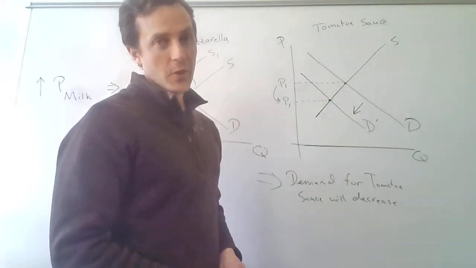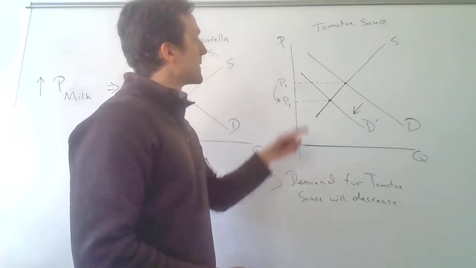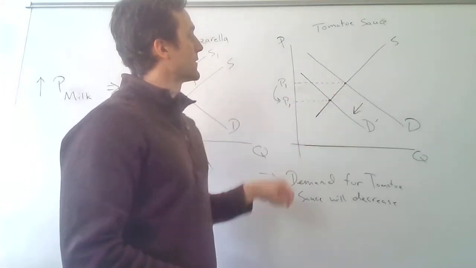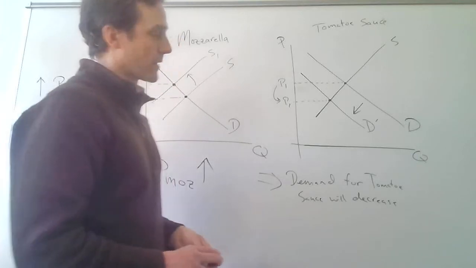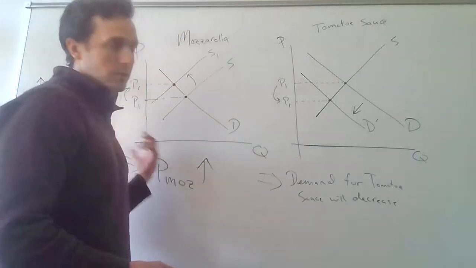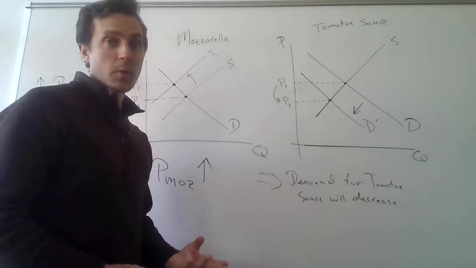So when we have an upward sloping supply curve, this means that the equilibrium will shift such that the price of tomato sauce will fall, right? So you can see there's quite a few linkages going on here between three markets.